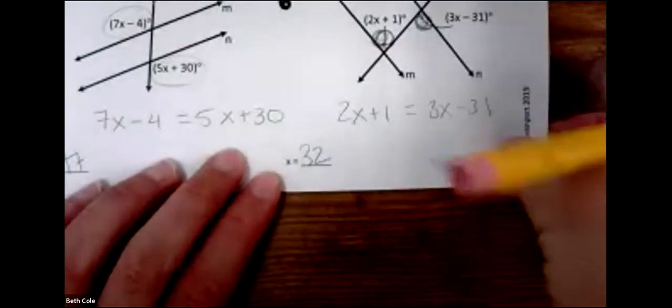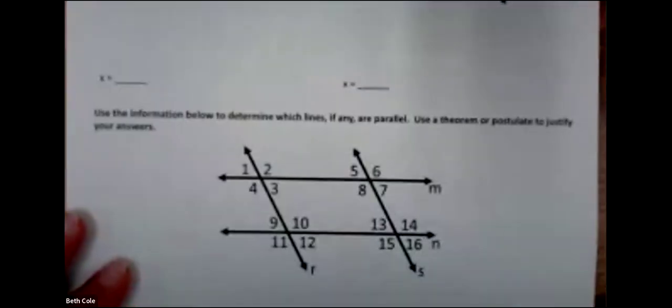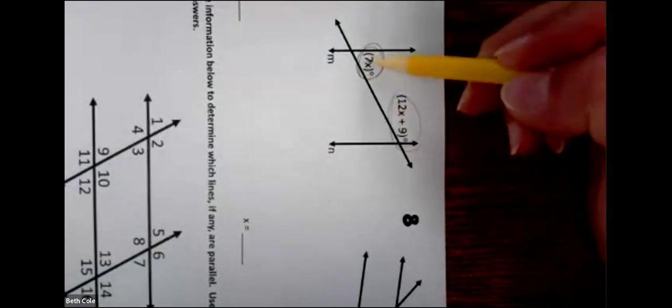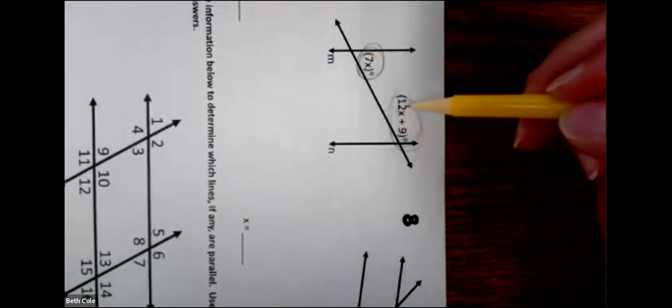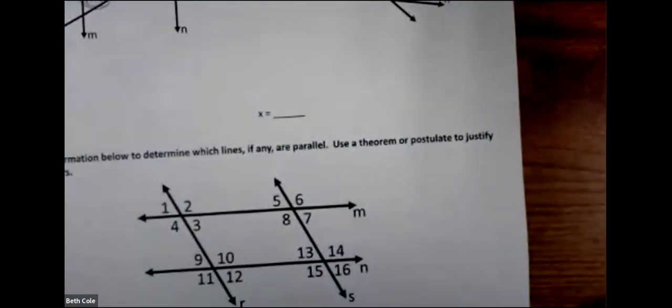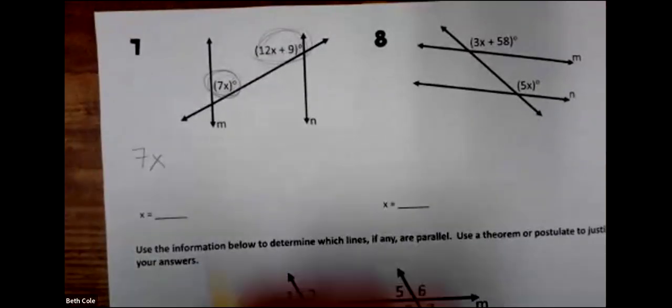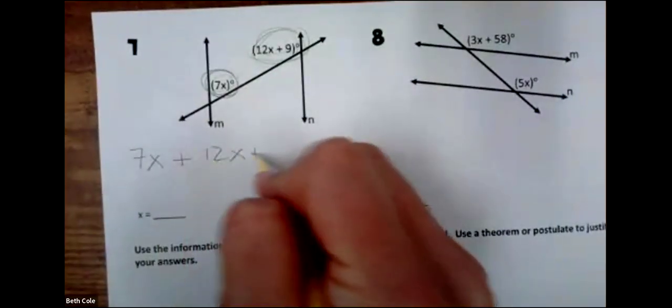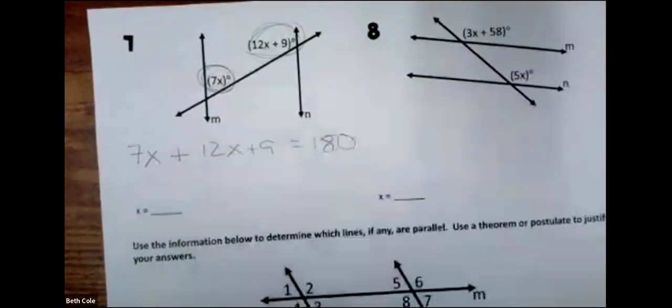Maybe we'll just do one more of these. Let's see. Number 7. If I flip the paper on its side, these are what kind of pair? I have this angle and this angle. Same side interior. Okay, same side means we're not going to set them equal this time. I'm going to put 7x, plus 12x plus 9 equals 180.